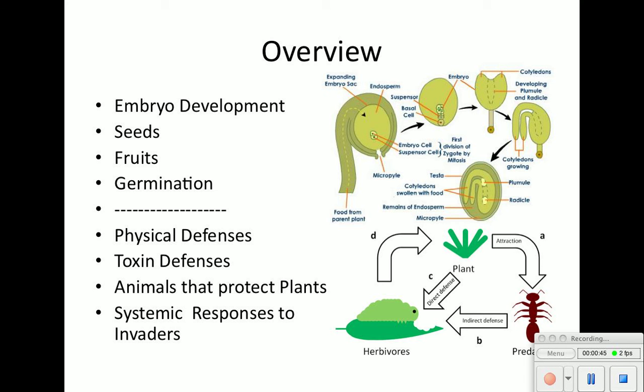Yes. And then we'll transition into the second half of our lecture talking about physical defenses, what plants can do to defend themselves. Will they release toxins, how certain animals will protect plants, like we've talked about how ants might protect certain plants. We read that article on the plant fungi ant relationship. And then we'll also talk about systemic responses to invaders as well. So in this case, a plant, if it's getting attacked by an herbivore, will release a certain chemical that will attract ants, and the ants will attack that herbivore. So I just think that's pretty fascinating, that it will release a certain chemical and call on the cavalry to come save them.